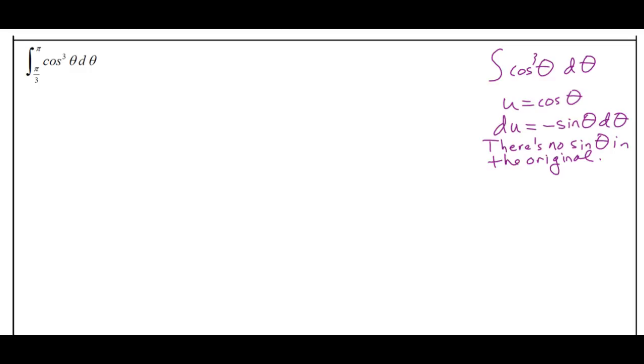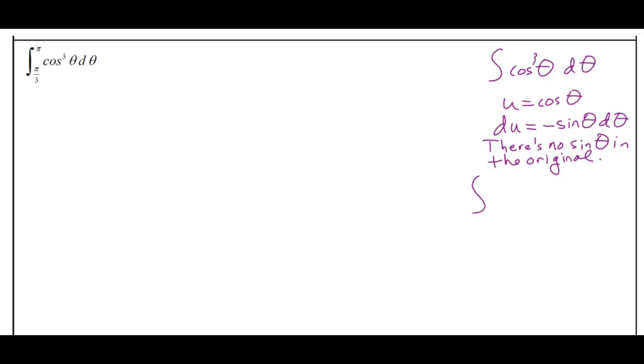So similarly, if that was sine cubed theta, then we say, okay, u equals sine theta. Then we need a cos theta, right? Because the derivative of sine is cos. And we don't have that. So somehow we have to get that. We need to be able to get a sine theta in there or something. So here's what we do.